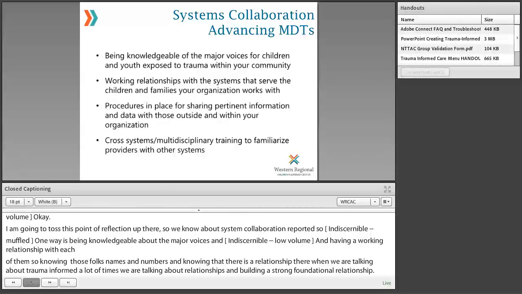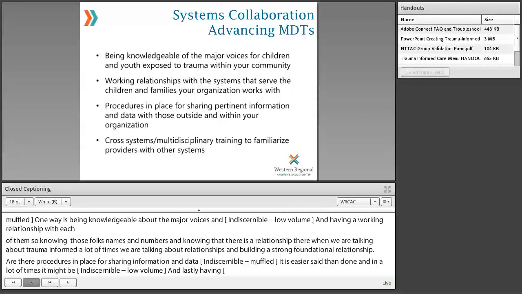And then lastly, having cross-system or multidisciplinary training to familiarize providers with other systems, which I think is so important. We all have our own language that we speak, right? We all have our own acronyms, and we have plenty of them. And so learning about other systems and just feeling more familiar and more connected to them can be so important.